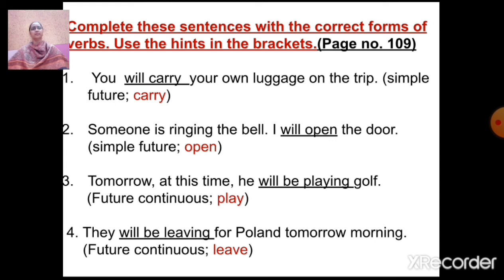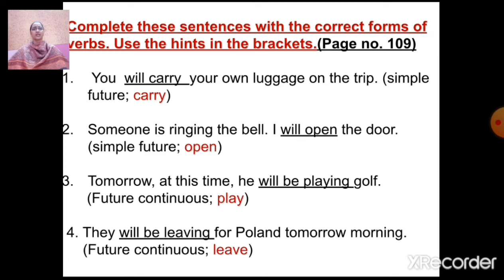Use the hints in the brackets. The first one is: you ___ your own luggage on the trip. Now we need to complete the sentence with simple future and the verb given is carry. Just remember the formula for simple future is will or shall plus first form of verb. So the answer is: you will carry your own luggage on the trip.